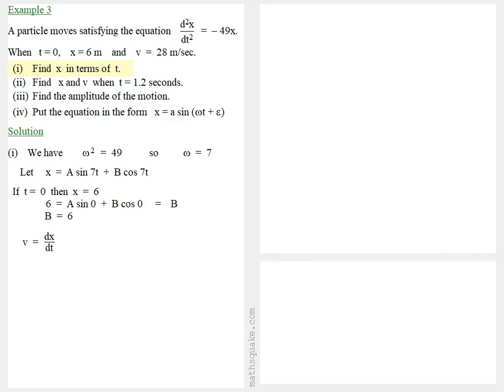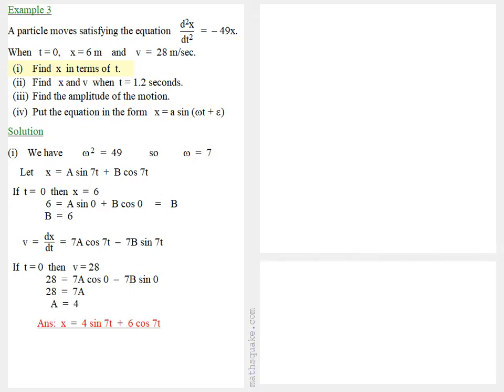So if we differentiate a sine 7t plus b cos 7t, we get 7a cos 7t minus 7b sine 7t. So if t is equal to 0, then v is equal to 28. So 28 equals 7a cos 0 minus 7b sine 0. And again, cos 0 is 1 and sine 0 is 0. And so we have 28 is equal to 7a, or a is equal to 4. And so our answer is x is equal to 4 sine 7t plus 6 cos 7t.